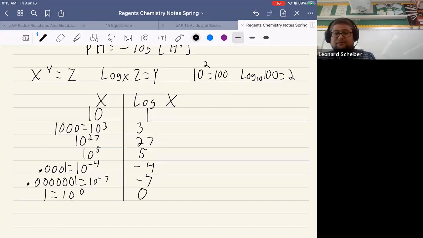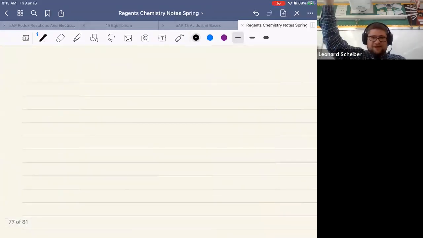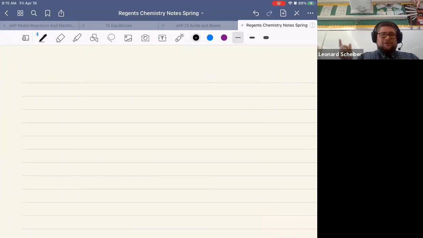So that's how we do logarithms. Super easy in chemistry, right? While those types of logarithms are easy, pH is just an extra step. Luckily, pH is just an extra step above that.